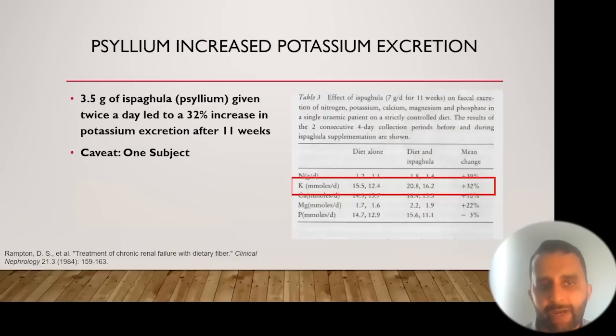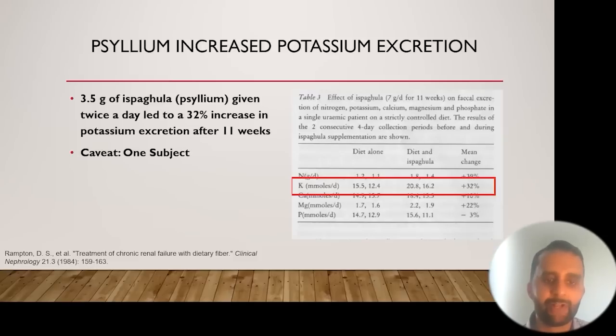A word about fiber. Fiber does increase potassium excretion in the stool. This was someone who was not on dialysis, but close to being on dialysis. It's a study from the 80s, and this person just ate 7 grams of psyllium fiber, 3.5 grams twice a day. And this led to a 32% increase in potassium excretion after 11 weeks, which is an enormous increase in potassium excretion just for a very small amount of additional fiber.